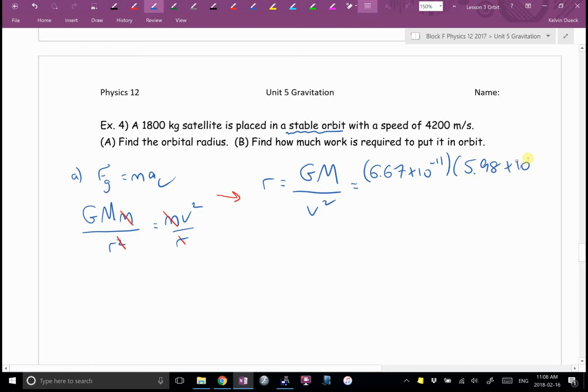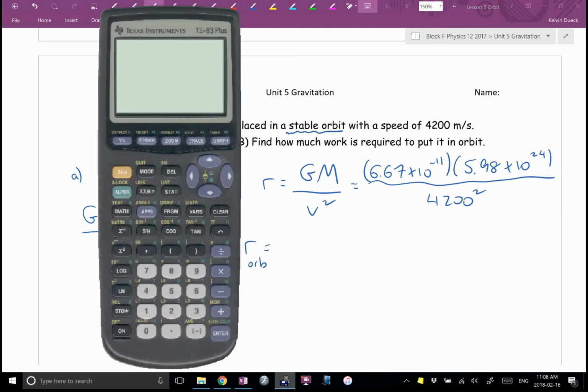5.98 times 10 to the 24th. 4,200 squared. 6.67 times 10 to the negative 11 times 5.98 times 10 to the 24th divided by 4,200 squared. Do you get 2, 2, 6, 1, there?